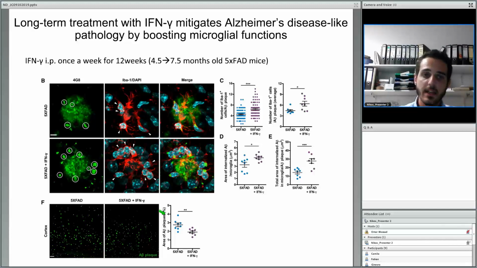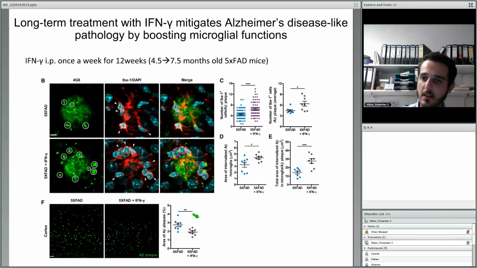analyzed the brains. They stained for the A beta deposition with 48 antibody that stained A beta, and then measured how many microglia cells are around the plaques. And again, here they see that indeed after this 3-month period, you have higher number of IBA1 positive cells surrounding the plaque. And not only this, but also that these microglia cells have more A beta internalized, suggesting an increased phagocytic activity.